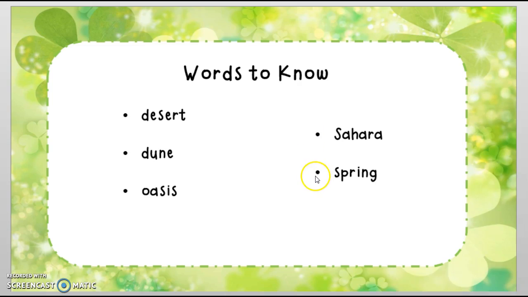And our last word to know for this lesson is spring. And this is not like the season of spring. A spring in this article is described as a place where water rises up from under the ground. Learning coaches, if your student is able, please ask your student to use each of these words in a sentence. You may also pause this recording to review these definitions with your student.